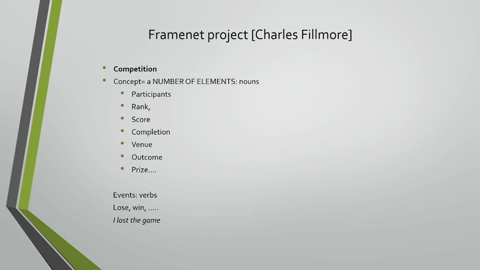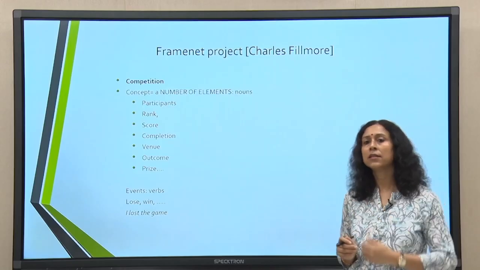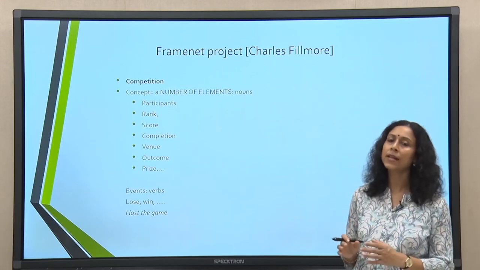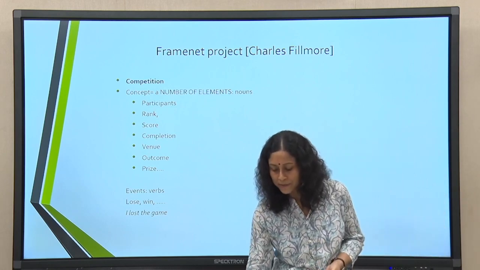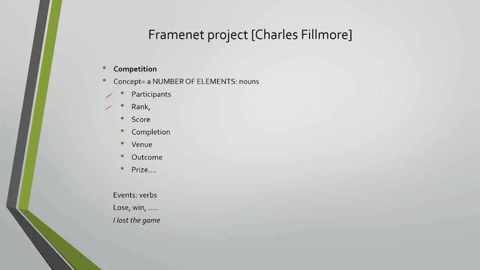So, "I lost the game" makes sense only because, if I say I lost a game and the listener understands the sentence perfectly fine, that means both of us have invoked the same frame. What does this frame include? These are the elements. All these are part of the larger concept of competition. Competition has participants, there are ranks, there is a score on the basis of which somebody loses and somebody wins. Then there is a venue, there is an outcome, and there is a prize. If you are the winner, you always get a prize.